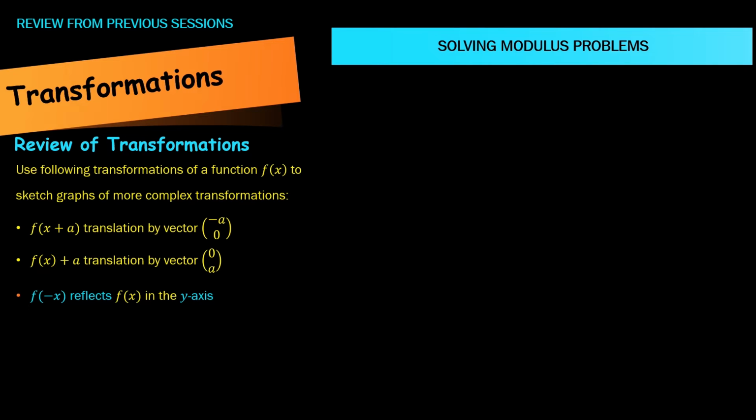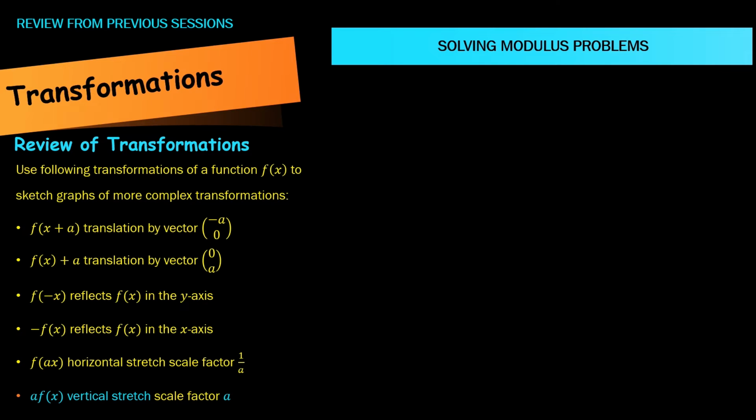F of minus x reflects f of x in the y-axis. Minus f of x reflects f of x in the x-axis. F of ax, where a is a constant, is a horizontal stretch of scale factor 1 over a. A times f of x is a vertical stretch with scale factor a.